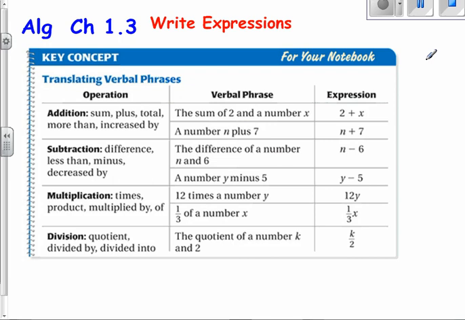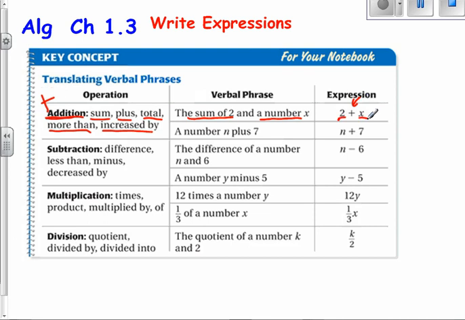This is your Algebra Chapter 1.3 Writing Expressions. This is our real quick video here. So let's look at some key concepts here, translating specific verbal phrases. When we look at addition, that operation, sum, plus, total, more than, increase by. And then as an example, the sum of two, that means the sum of two and a number, x. So that's the sum of 2 and a number x.